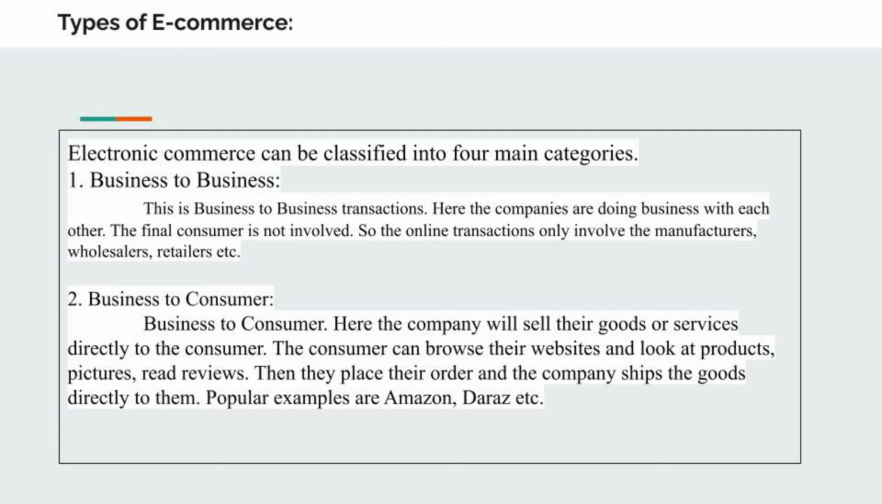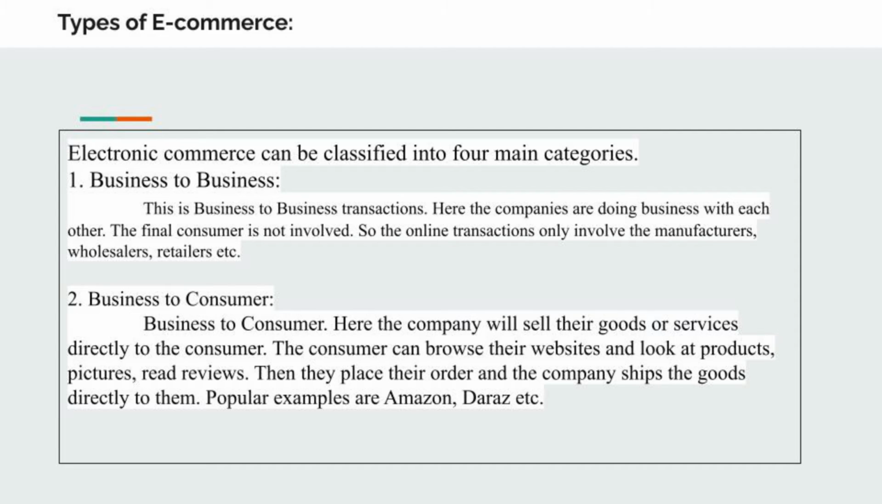Types of e-commerce. Electronic commerce can be classified into 4 main categories. 1. Business to business. This is business to business transactions. Here the companies are doing business with each other. The final consumer is not involved. So the online transactions only involve the manufacturers, wholesalers, retailers, etc.